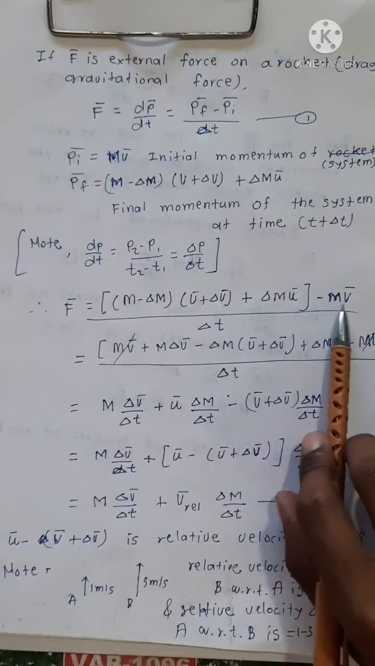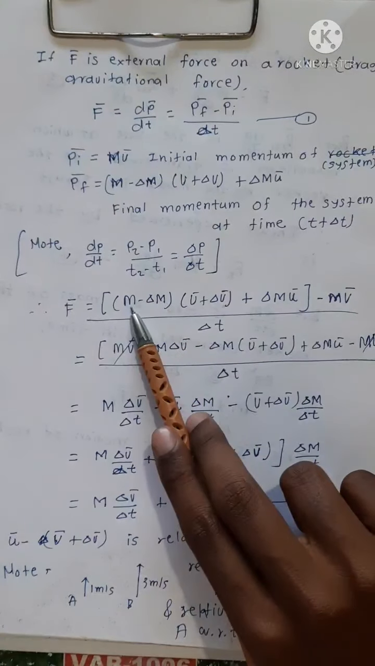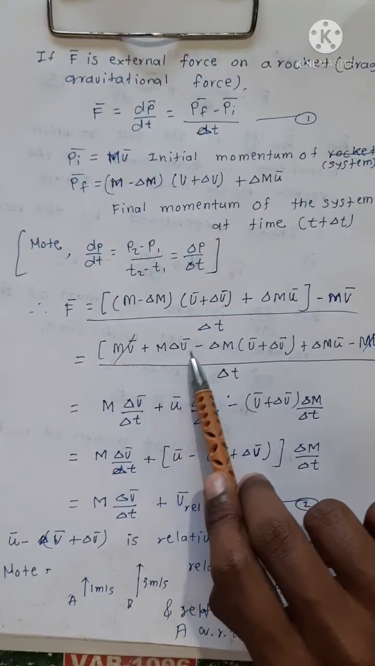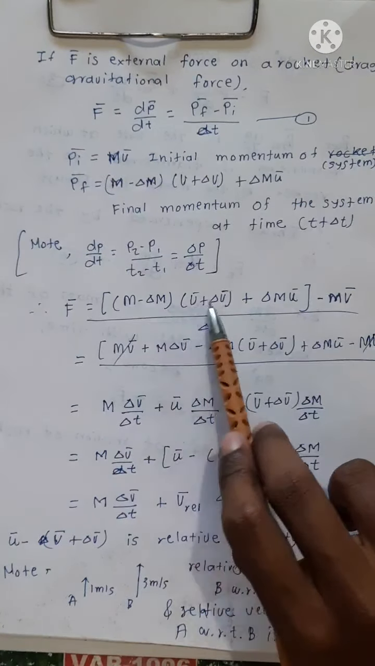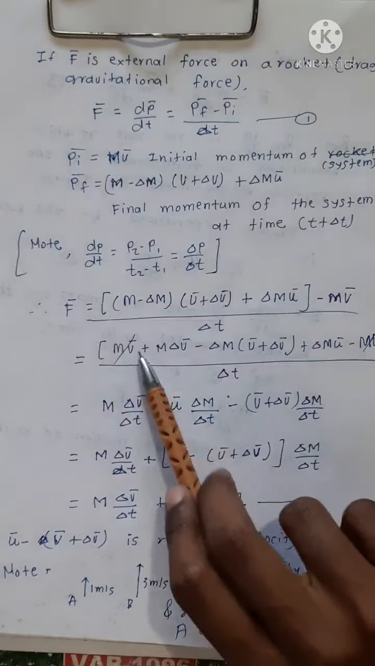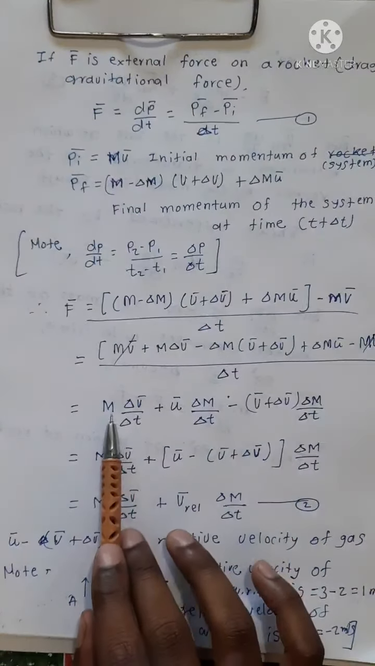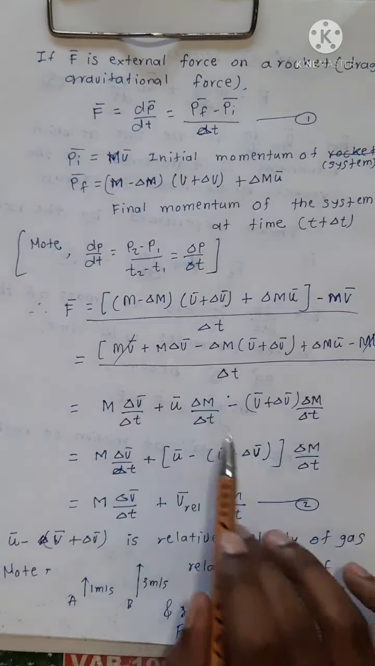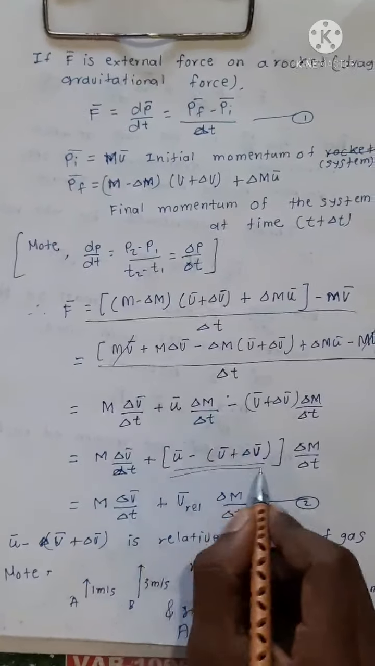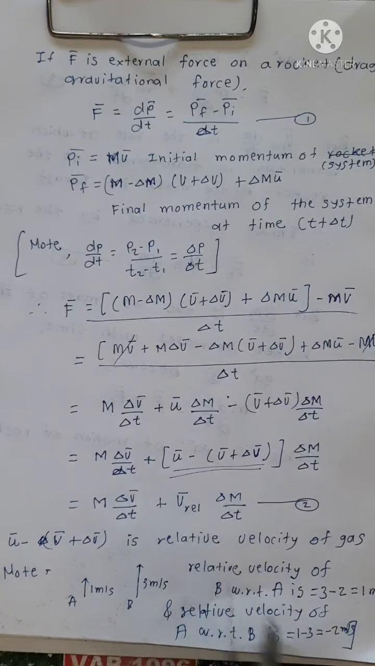So we will write it like this, and just solve these two brackets. So multiply this m with this whole bracket, we will get m v bar plus m del v bar, and del m into this whole bracket as it is. So here we will get the common terms m v bar and this m v bar, so they will get cancelled and we will get this equation. So here just take these commons outside and these terms as it is. Now this term is nothing but the relative velocity of gases, relative velocity of gases.